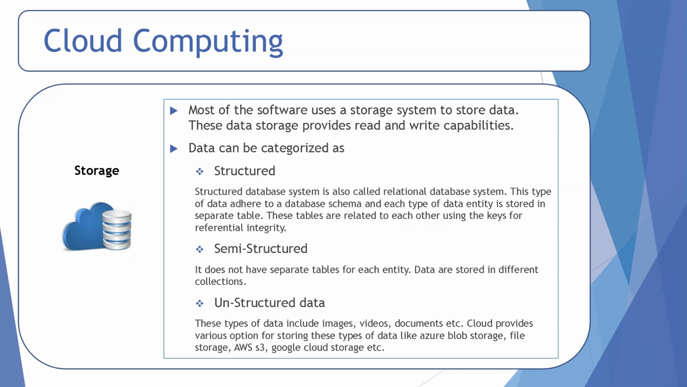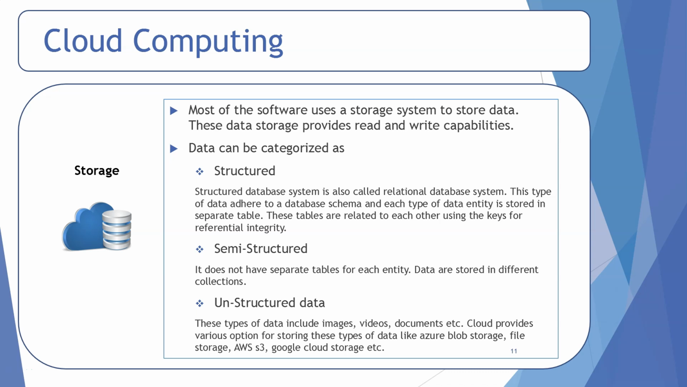Second cloud service type is storage space. Most of the software uses a storage system to store data. This data storage provides read and write capabilities. Data can be categorized as structured, semi-structured, and unstructured data. Structured database system is also called relational database system.